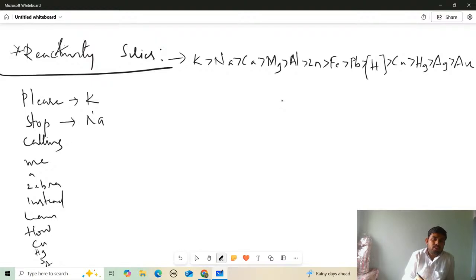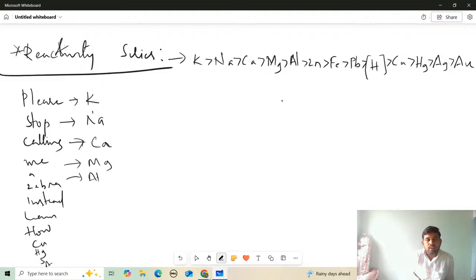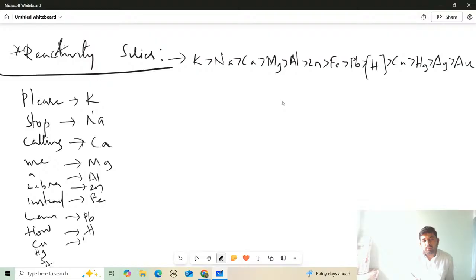Similarly, we have calling, which represents Ca. Me means magnesium, A means aluminium, then we have zebra, zinc, instead means iron, Fe. We have learn means lead, Pb. We have how means H. Then we have copper, copper only. Mercury, mercury only. And silver, silver, and gold. So like this you can remember.